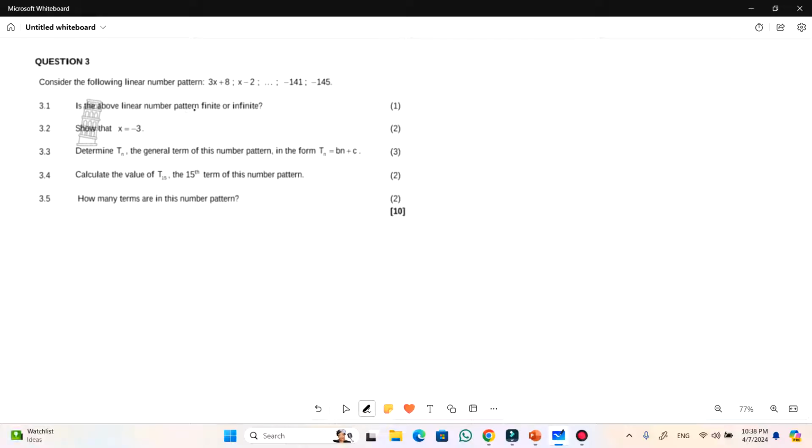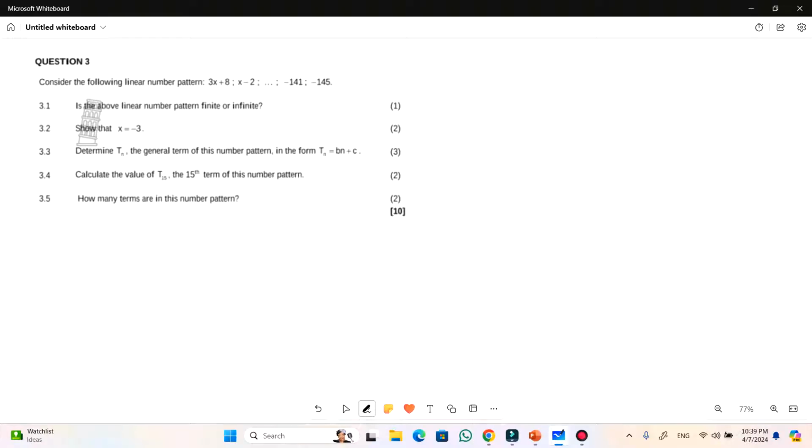is the above linear number pattern finite or infinite? Our number pattern here, you can see that we have been given the first term and the second term, and then after the second term there are dots, which means there are some values between x minus 2 and negative 141. After negative 145 there is only one dot. That dot means that our linear number pattern is no longer continuing.